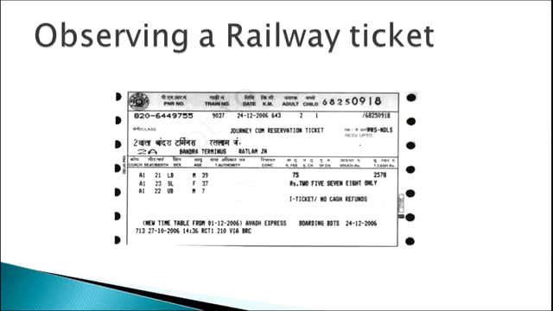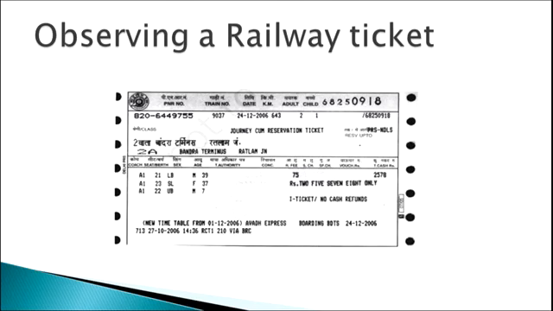You can ask questions like, what is the train number? What is the date of journey? When you observe that ticket carefully, you will see that with your support, children will be able to identify where the train number is written, where the date of journey is written. With your help and facilitation, children will be able to find out, yes, the train number is 9037, and the date of journey is written on the ticket.